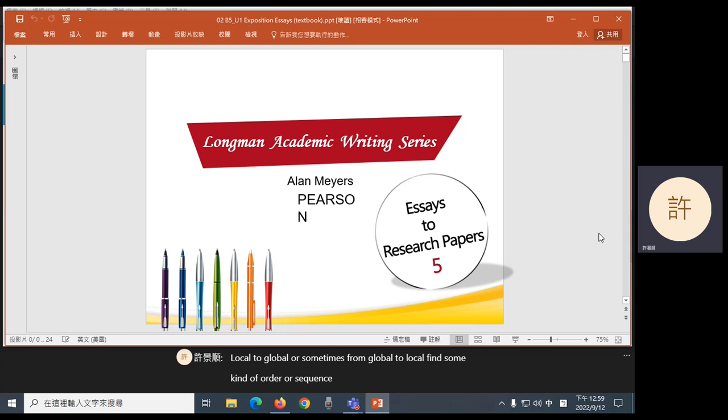Don't just throw facts onto the page. If you simply write down all the information you can think of and you don't organize that information, the reader will find it very hard to understand what you're trying to say. The goal of having a good order is to give your reader a clear picture in their mind about what you're trying to explain.